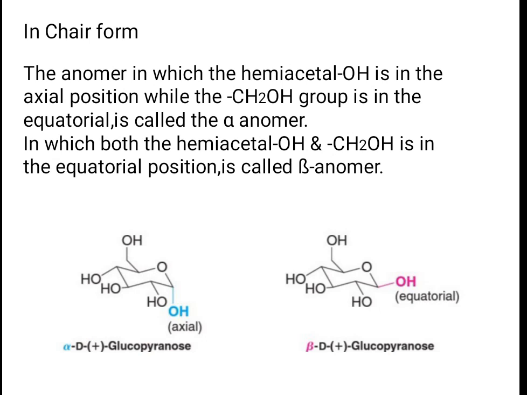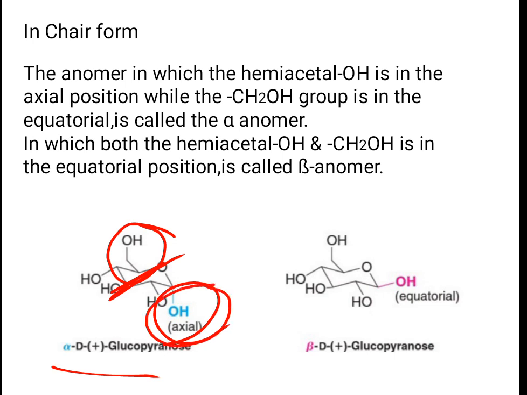Now in case of chair form, the anomer in which the hemiacetal OH is in the axial position while the CH2OH group is in the equatorial is called the alpha anomer. So if the anomeric OH group is in the axial position, not only that, this CH2OH group has to be in the equatorial. This will be alpha, because if you just make a ring flip, this CH2OH will go in the axial, and then you cannot say that if the OH is also in the axial, then that will be alpha. That will actually be beta.